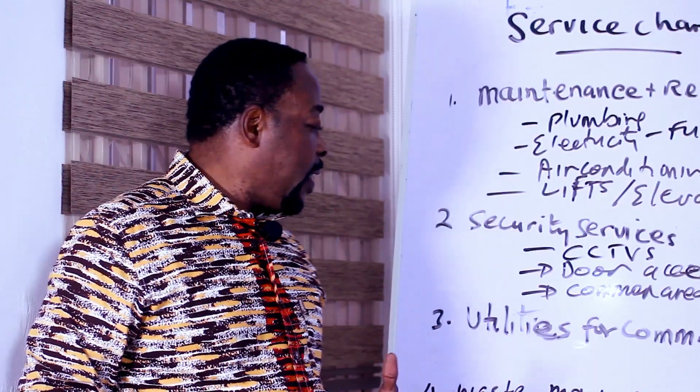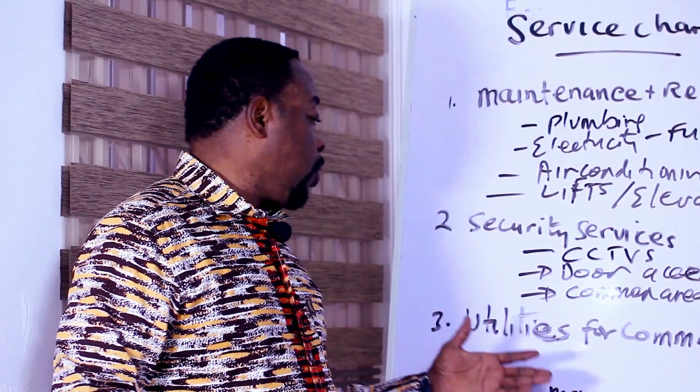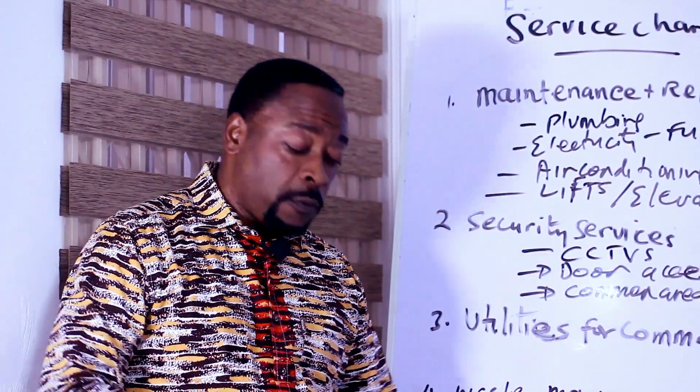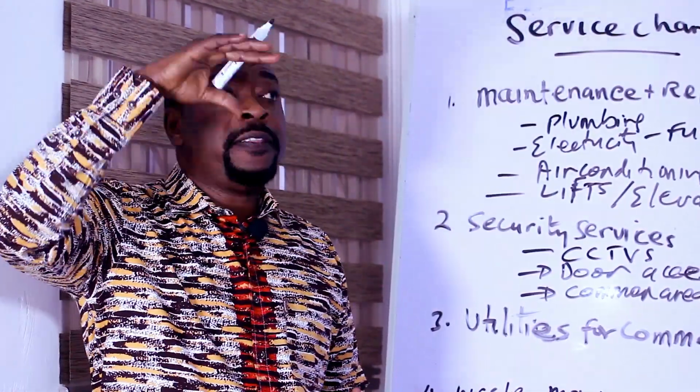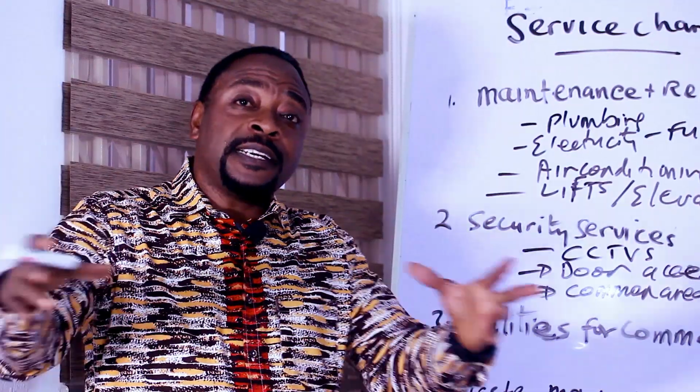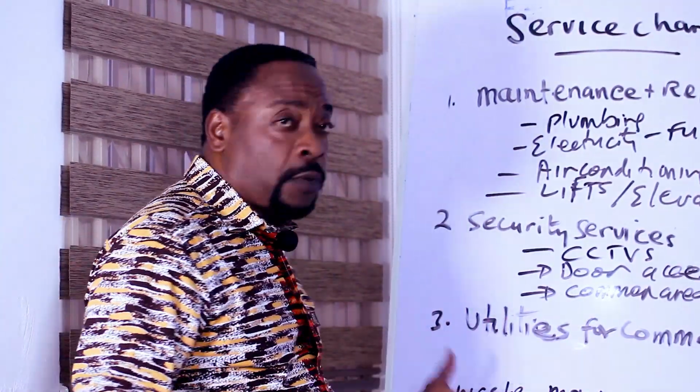The third one is utilities. You're paying for utilities for common areas. We're talking about the water, the electricity for the common areas, the gardens, and all of those places. So that is what you're paying for.